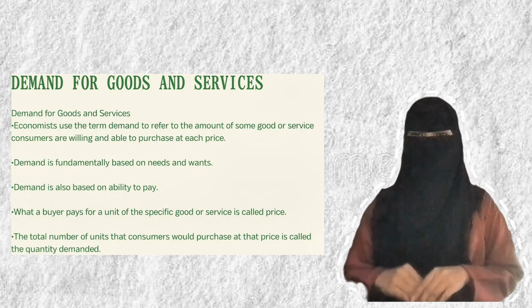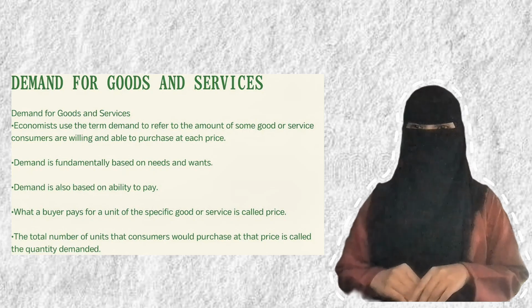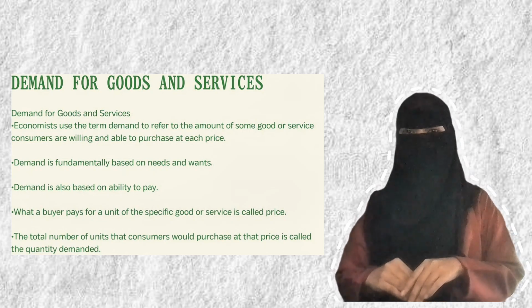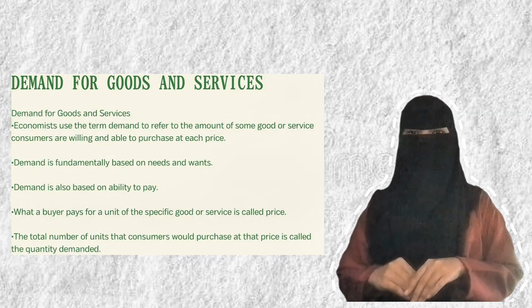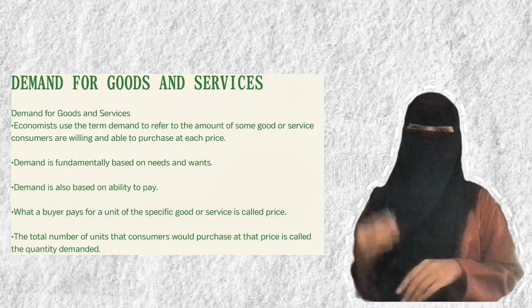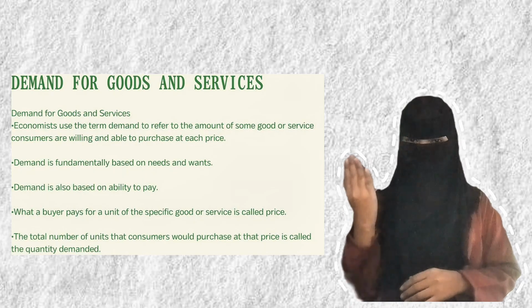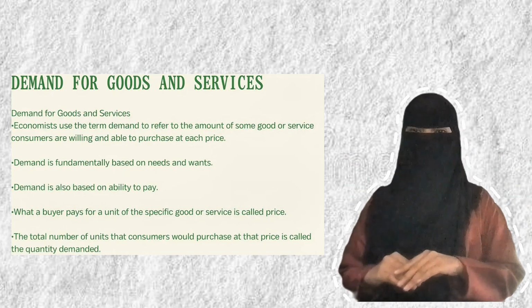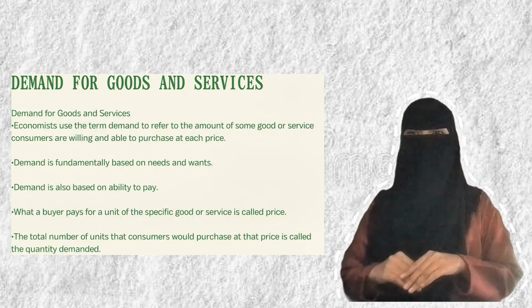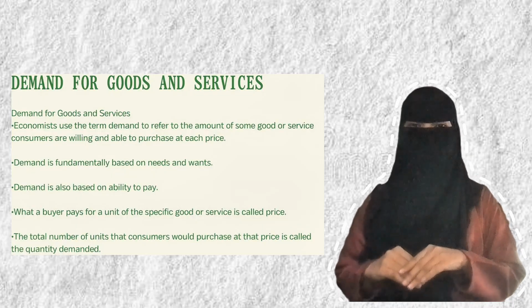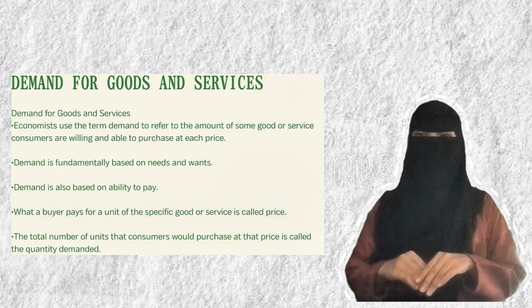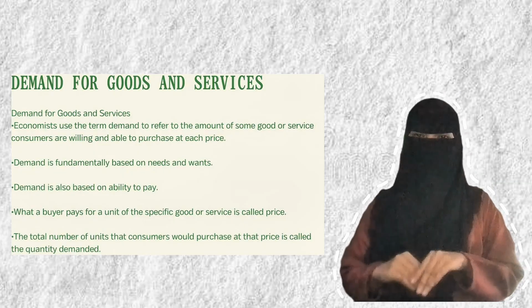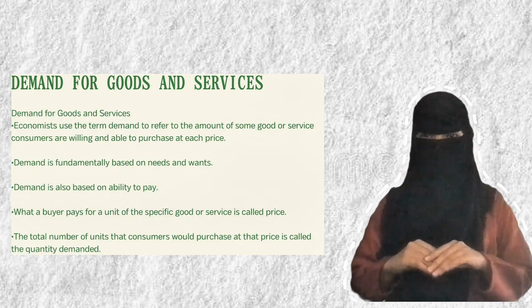So let us now proceed to the demand for goods and services. Economists use the term demand to refer to the amount of some good or service consumers are willing and able to purchase at each price. Demand is fundamentally based on needs and wants. Demand is also based on ability to pay. What a buyer pays for a unit of the specific good or service is called price. The total number of units that consumers would purchase at that price is called quantity demanded.